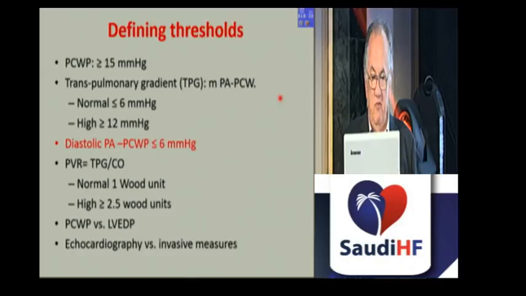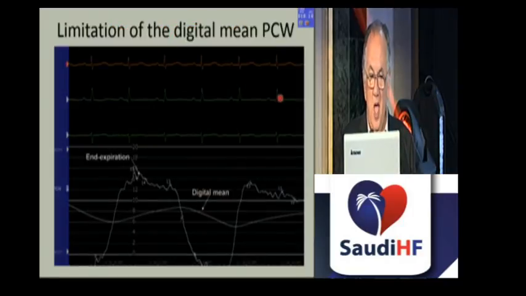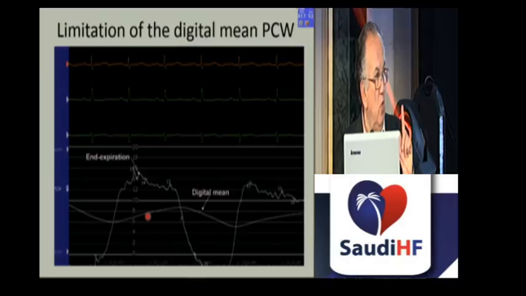is 2.5. Two issues are here: the use of echocardiography versus invasive measures, as my previous esteemed speaker has delineated elegantly, and the discrepancy sometimes between capillary wedge pressure and the left ventricular end diastolic pressure. This is one example to illustrate just what he called your attention to. You can notice here that this is the end expiratory wedge and this is the digital mean wedge. We tend to rely very much on digital wedge, and digital wedge is highly unreliable in certain situations.